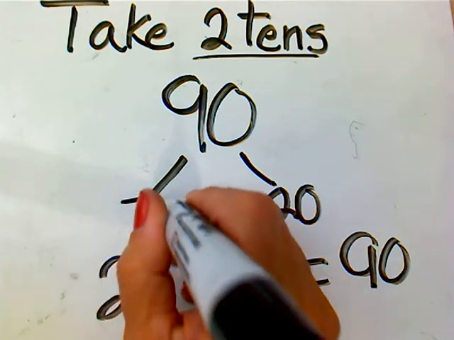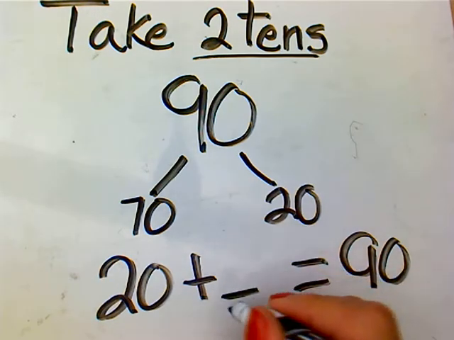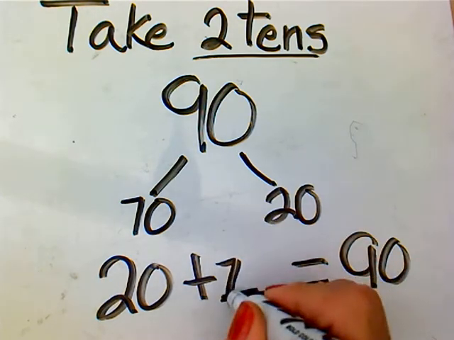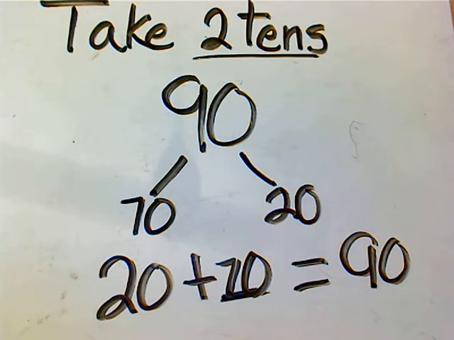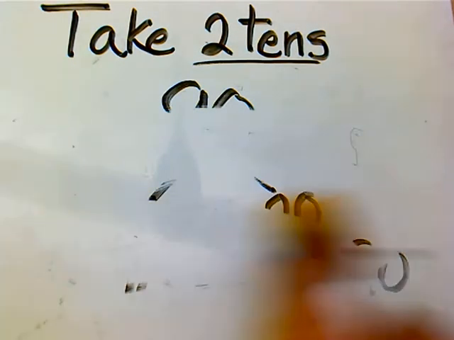Did you say that this side should be 70? That's because 2 plus 7 is 9, so 20 plus 70 would be 90. Are you seeing this take two strategy? All right, let's try another one.